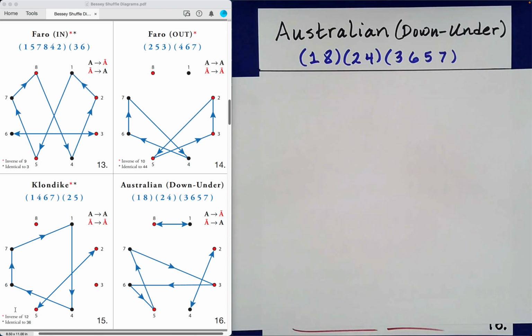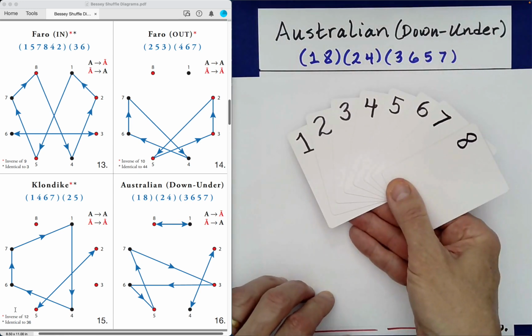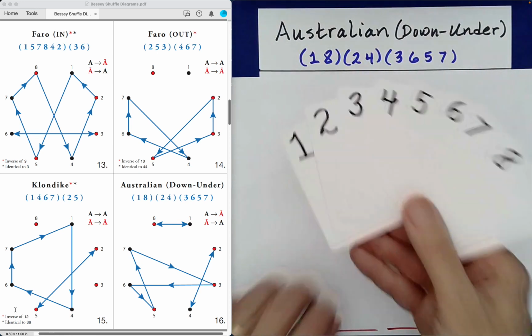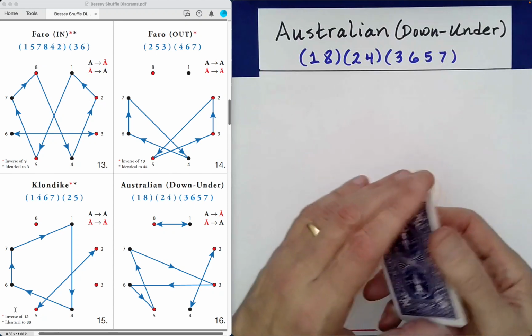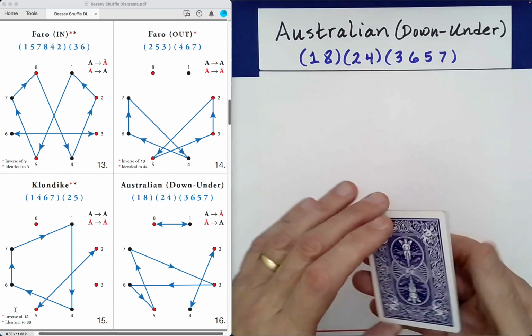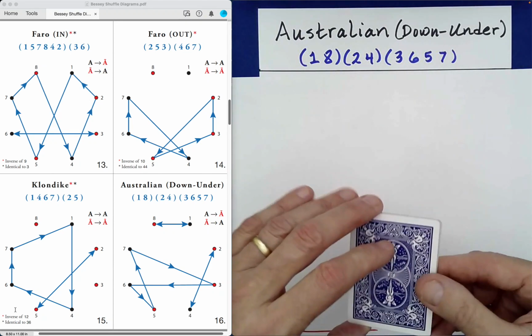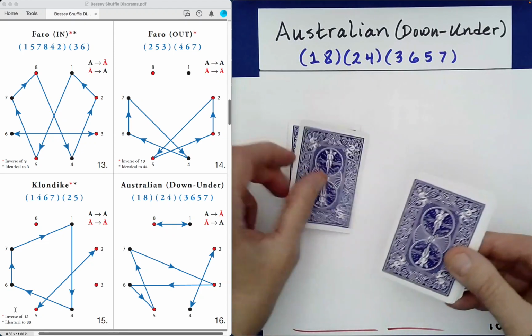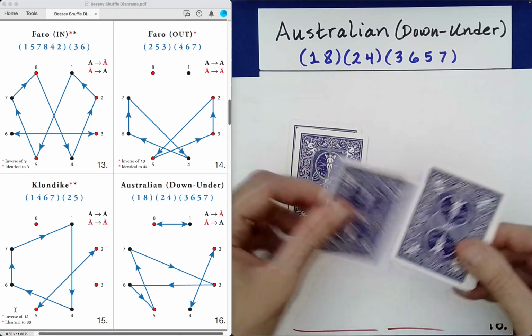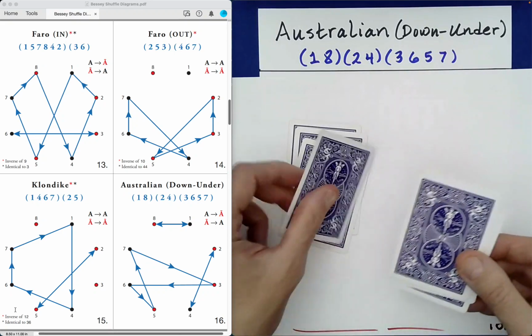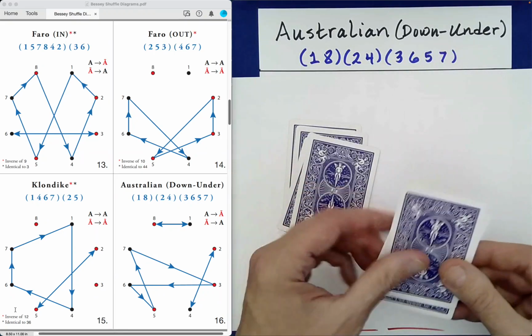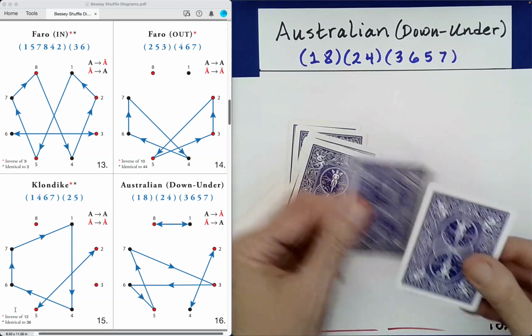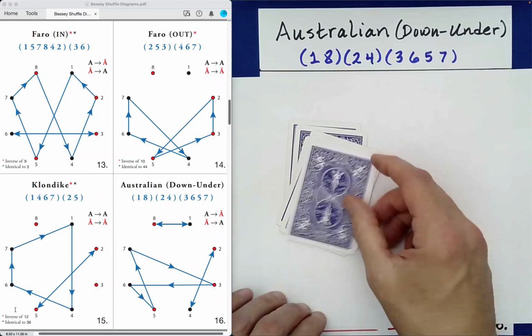Okay, so to show you how we got the cycle notation for the Australian Down Under, we begin with an ordered packet 1 through 8. We perform the shuffle, and then we look at the new ordering. So the Down Under, how this works is you put the top card down, next one goes under, down, under, down, under, down, under, down, under, down, under, down, last one goes on top.